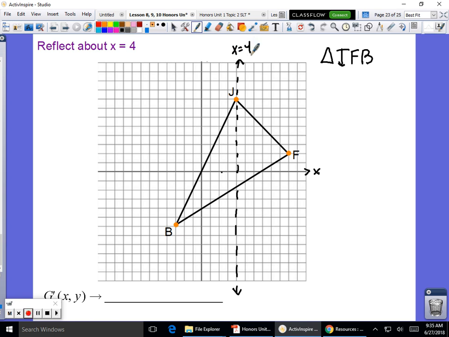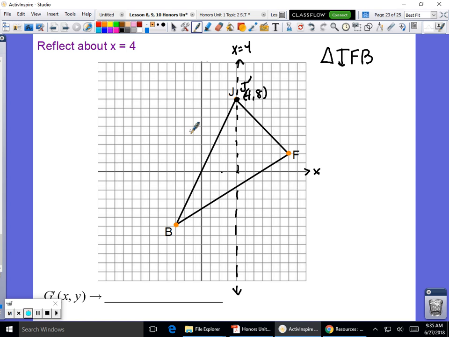Okay, now if I want to reflect it about x equals 4, here I have the point 4, 8. If I reflect it over the line x equals 4, what happens? It doesn't go anywhere because it's on that line, so it doesn't change anything. So J prime is at the same spot.